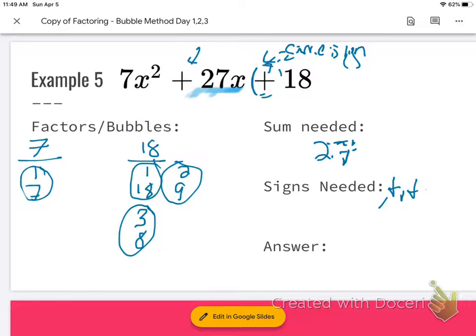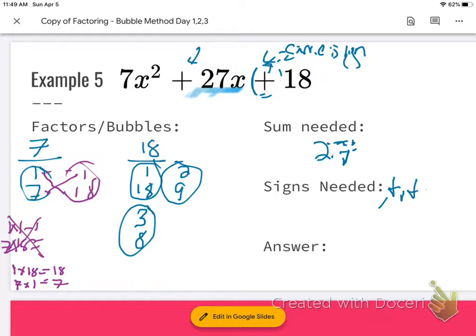So we have 1 and 18. So 1 times 1 is 1. 7 times 18 is going to be something really big. We can do it, but there's really no need. It's not going to add to give me 27. So we can try the next one. 1 times 18. And we can do 7 times 1. So 18, 7. So that gives me 25. Close, but not what I'm looking for. So I know this one's not going to work.